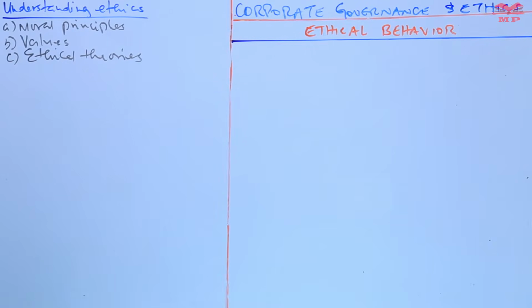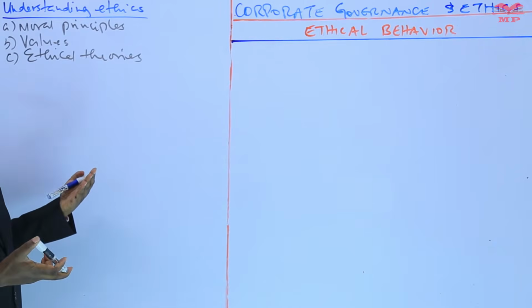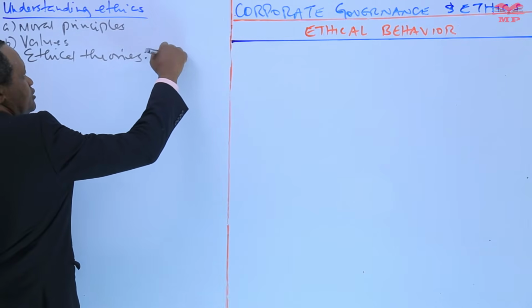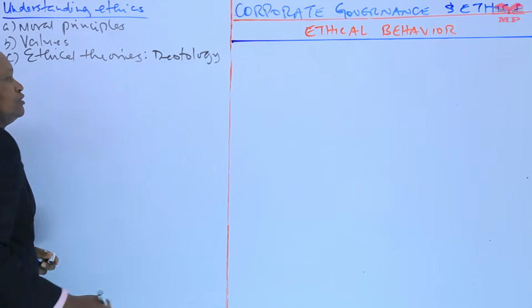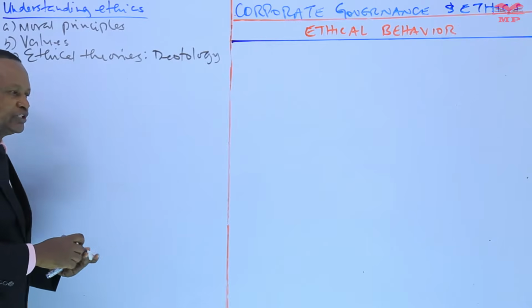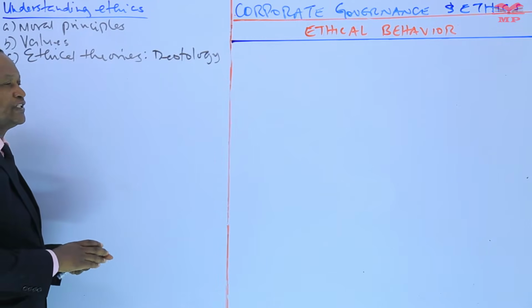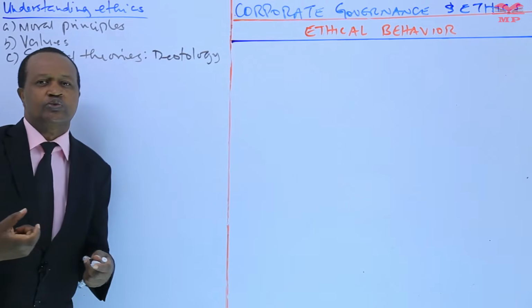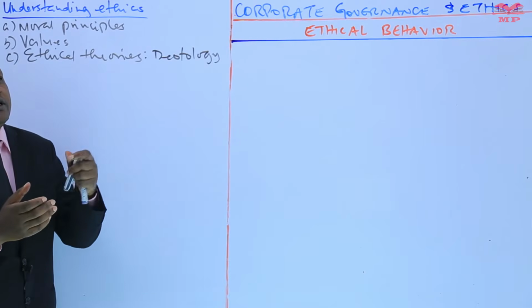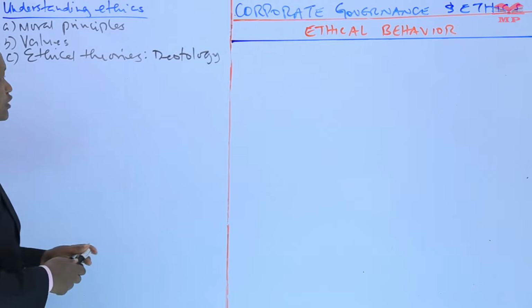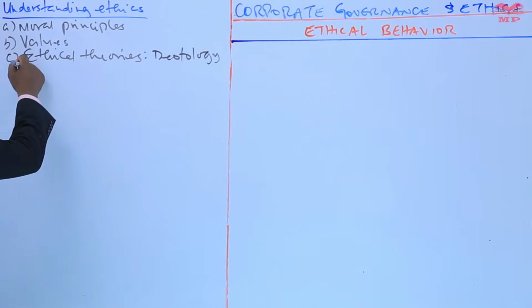And some common theories include theories of deontology. These theories emphasize the importance of following moral values and duties regardless of the consequences. Deontology theory emphasizes that individuals should pursue what is right. Individuals should perform their duties regardless of consequences. Then we have utilitarian theories.